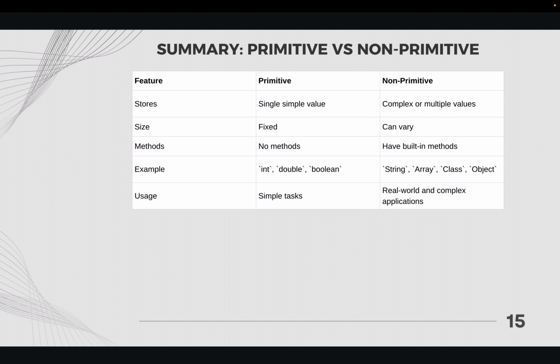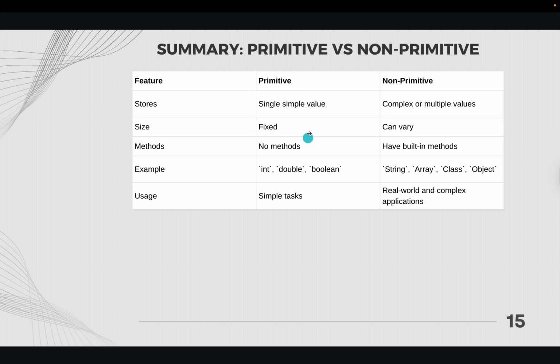So let's summarize primitive versus non-primitive data types. As you can see, feature-wise, primitive is a single simple value. Non-primitive is complex or multiple values. In terms of size, primitive is fixed, non-primitive can vary. In terms of methods, primitive types don't have methods, non-primitive have built-in methods. Here are some examples. Primitive: int, double, boolean. Non-primitive: string, array, class, object. This is just some of the examples, not all of them.